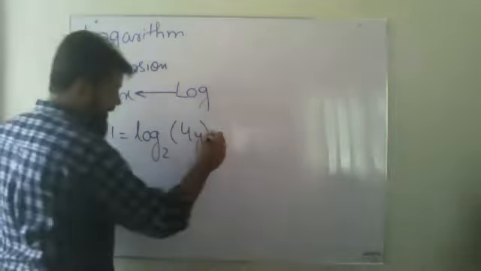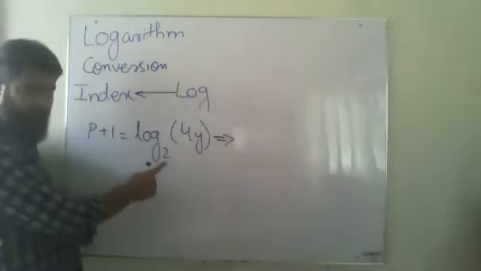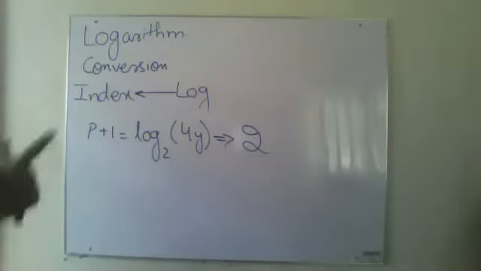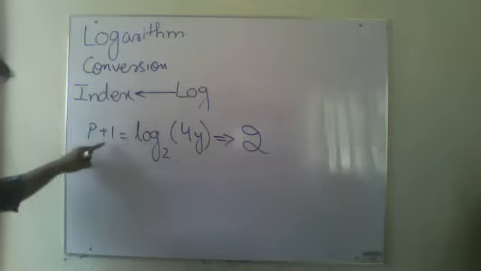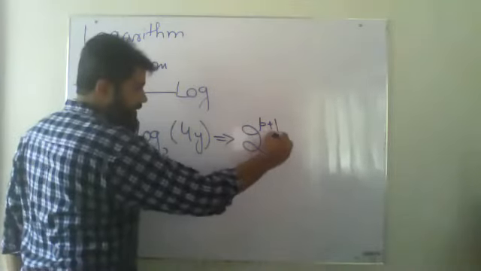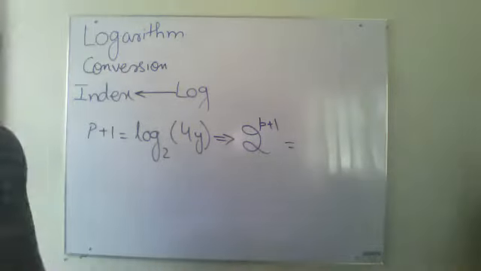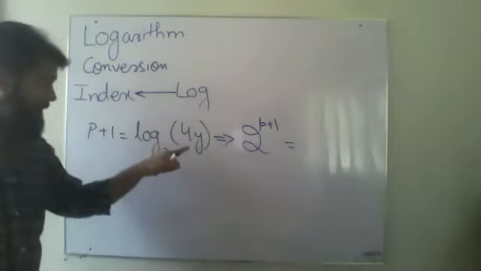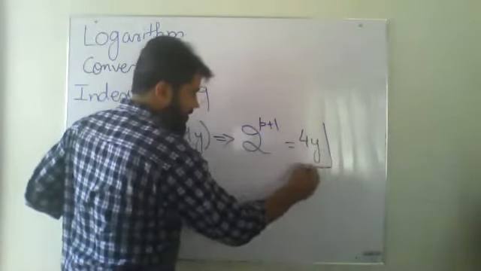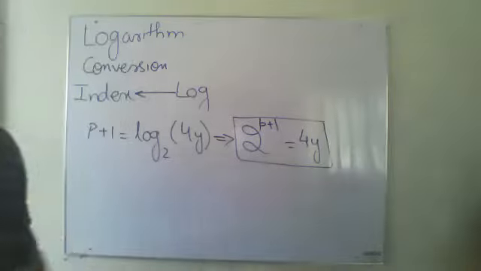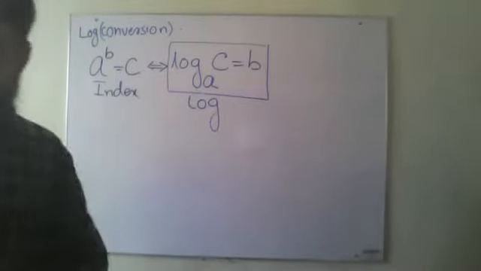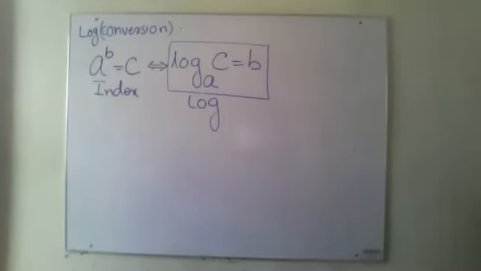How am I going to shift it? First of all, the base of the log will be the base in the index also. Second thing, the answer of the log is basically the exponent of this thing. And the multiple of the log is the answer of the index equation, the answer in the index form. This is the conversion method which we did yesterday to solve some questions.